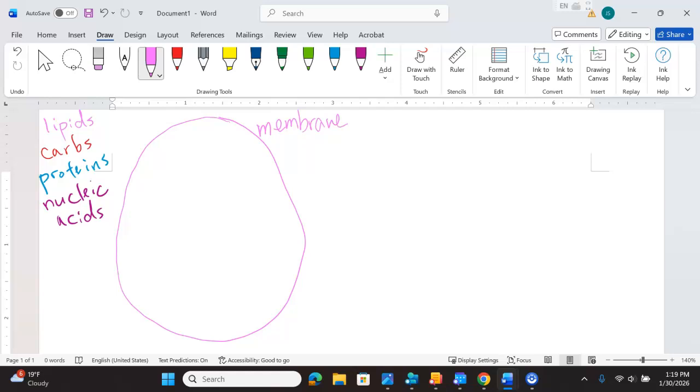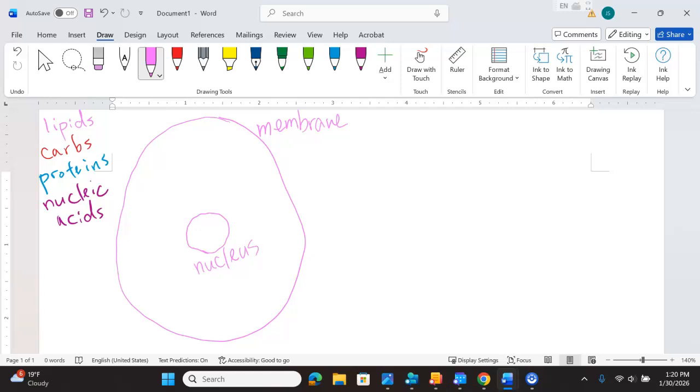Now, there are also membranes inside the cell. There are also lots of lipids inside the cell because a lot of the different organelles are surrounded by membranes. Not all of them, but quite a few. So let's start in the middle. One of the main organelles that we need to know about is the nucleus. The nucleus is the house of the DNA.